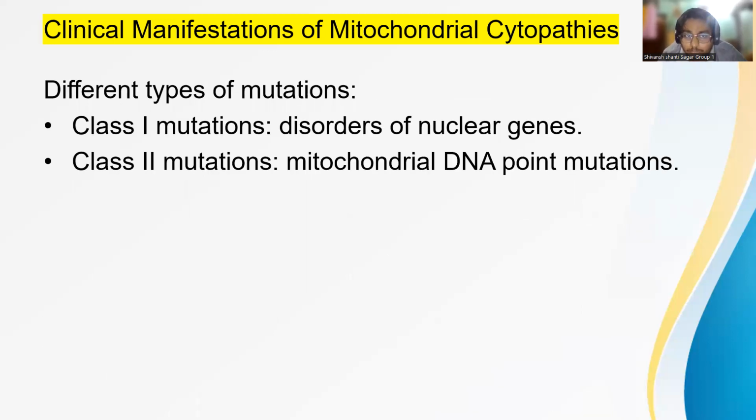We have two basic classifications, class 1 mutation and class 2 mutation, depending on the disorder of nuclear genes and mitochondrial DNA protein mutation. Class 1 is a disorder of nuclear genes, and class 2 is defined as a mutation of mitochondrial DNA point mutations.